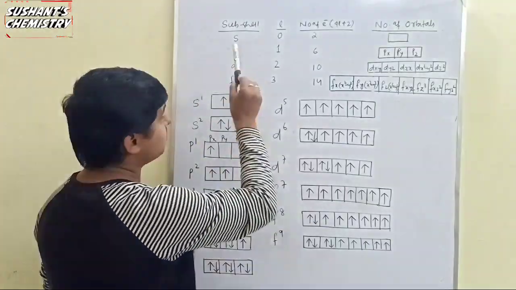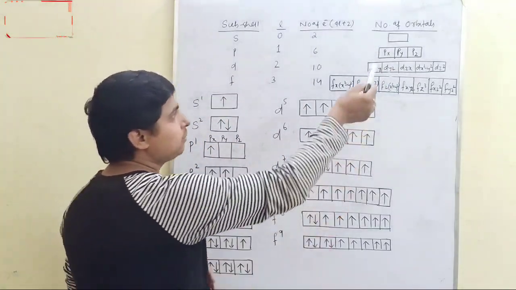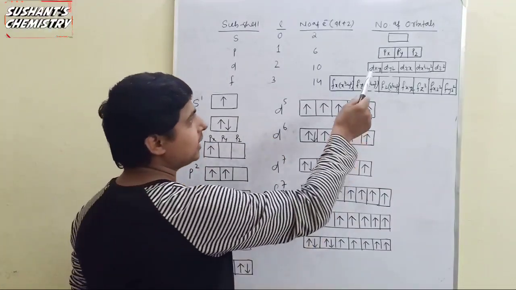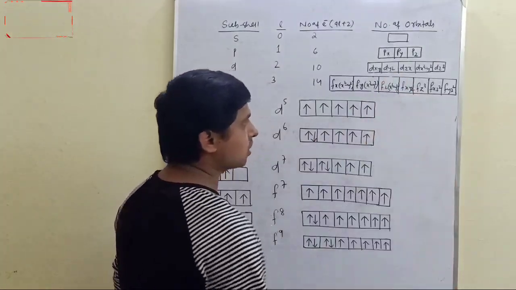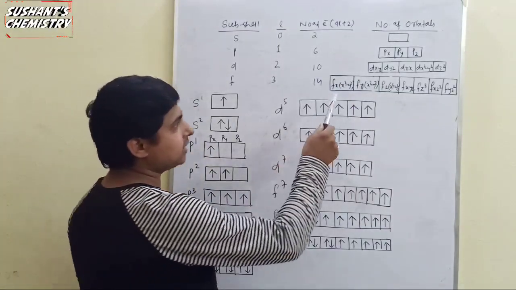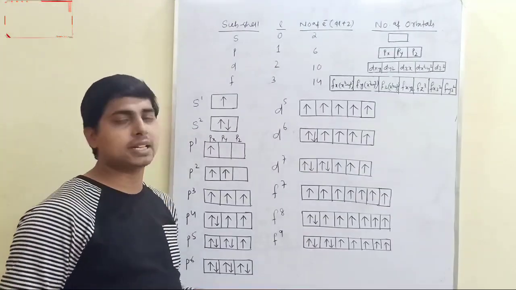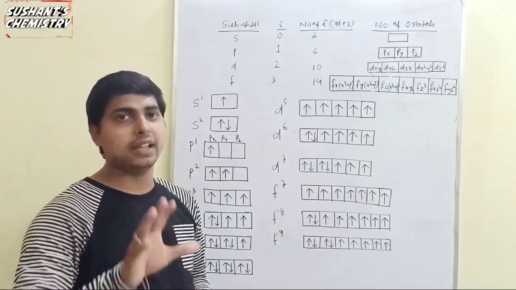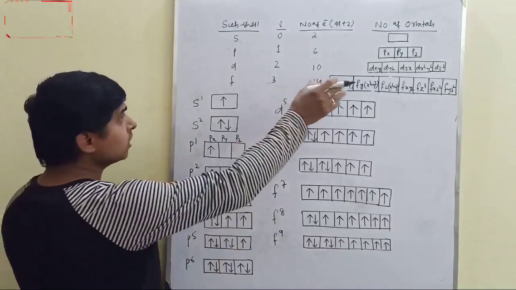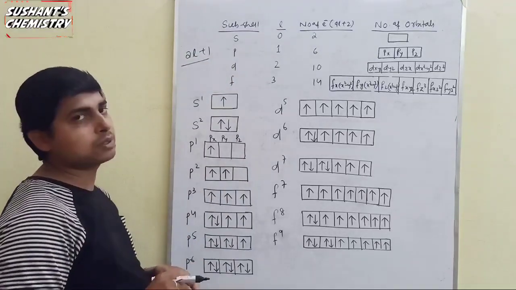We also know that the s subshell contains only 1 orbital, the p subshell contains 3 orbitals, that is px, py, pz, and the d subshell contains 5 orbitals, that is dxy, dyz, dzx, dx square minus y square, dz square. The f subshell contains 7 orbitals, that is fx(x square minus y square), fy(x square minus y square), fz(x square minus y square), fxyz, fz cube, fxy square, fxz square. How do we get the number of orbitals? We apply the 2l plus 1 rule, where l is called the azimuthal quantum number.